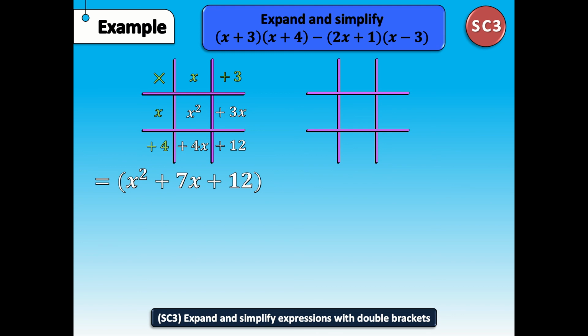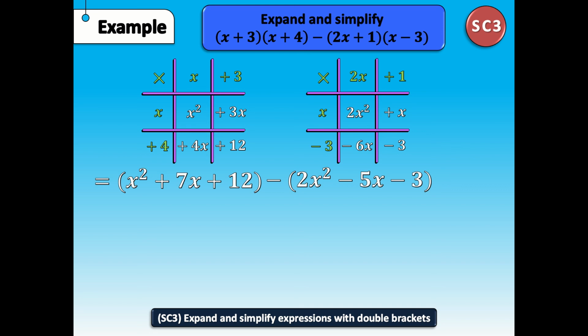Then we do the same thing, this time for 2x plus 1 times x minus 3. So we multiply these two brackets together. 2x times x is 2x squared. X times 1 is just x. 2x times minus 3 is minus 6x. And minus 3 times 1 is minus 3. We can simplify that to 2x squared minus 5x minus 3.